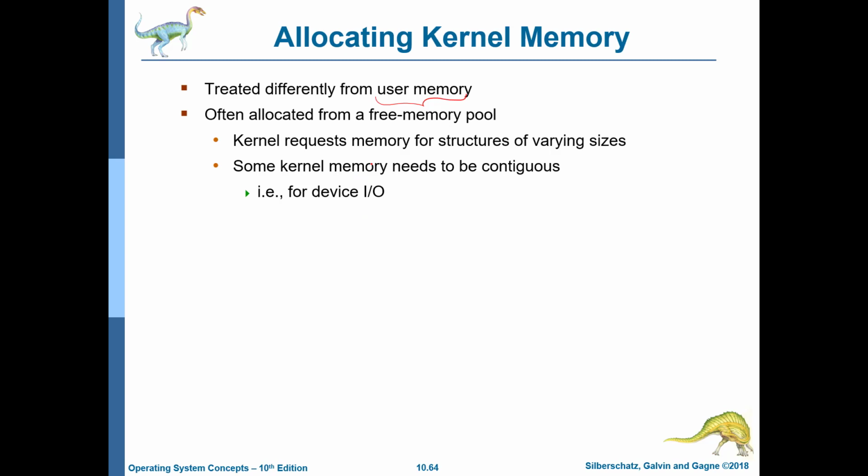The kernel requests memory for structures of varying sizes, because the kernel has a wide range of data structures. So it requests all kinds of structures. Some kernel memory needs to be contiguous, some doesn't have to be, but one big example of kernel memory that has to be contiguous is device IO.